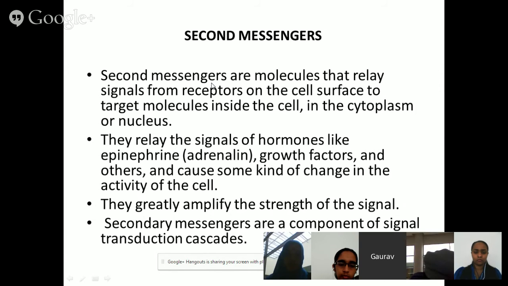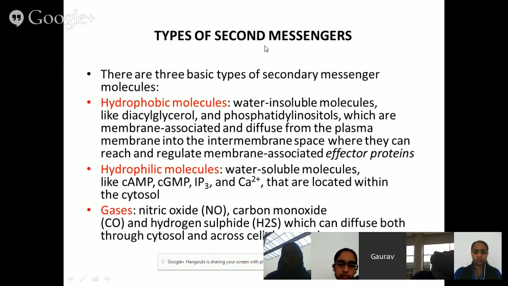Usually the second messengers relay signals of hormones like epinephrine, growth factors and other hormones. Now we'll discuss the different types of second messengers. There are three types. First is hydrophobic messenger molecules. Hydrophobic means water insoluble, which hate water. These are water insoluble molecules like diacylglycerol and phosphatidylinositols, which are membrane associated. How they are activated and what diacylglycerol is, we'll discuss later in the slides.